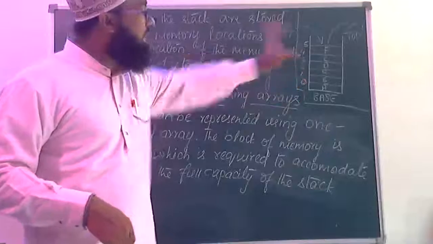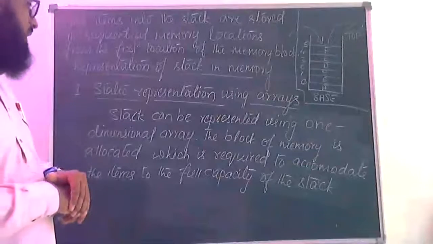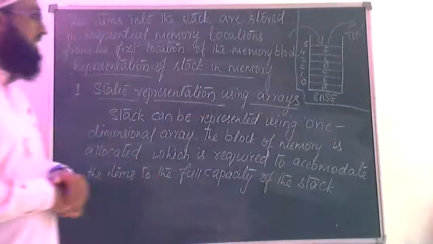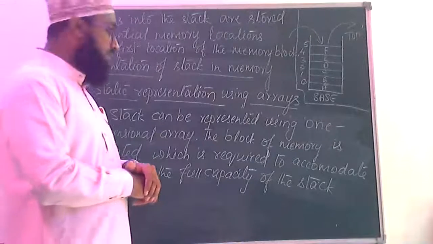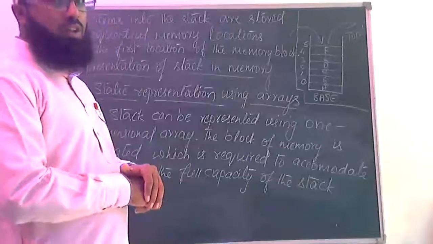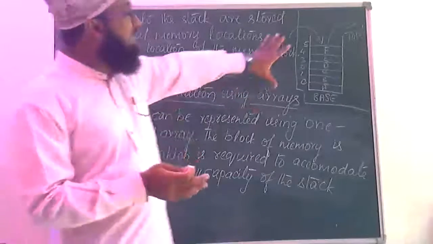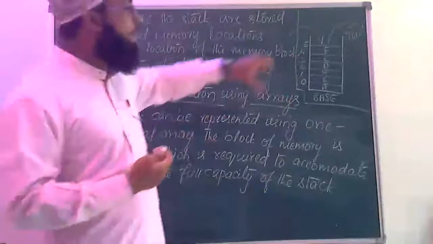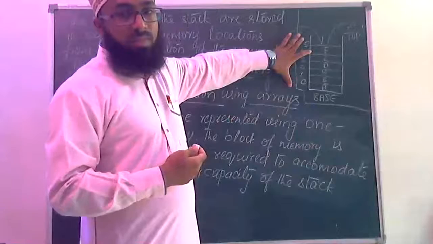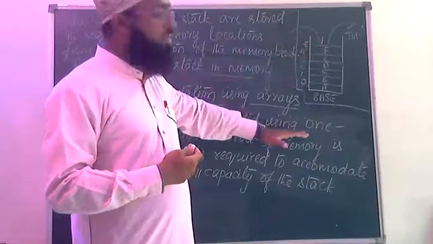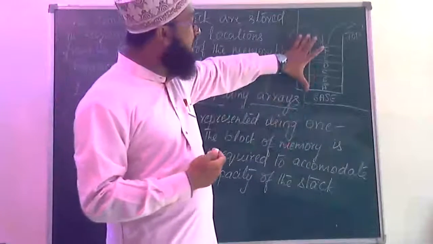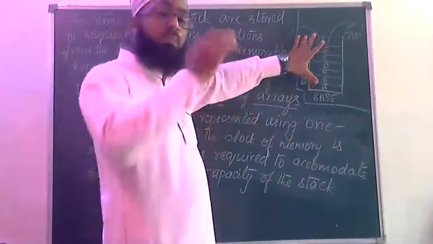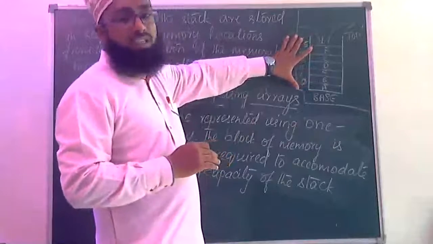This is a stack. Think it is in a one-dimensional array. A block of memory is allocated, which is required to accommodate the items up to the full capacity of the stack. Before creating a stack, we need to allocate the required memory space, the same as in a one-dimensional array. We have to create the required memory space to fill that stack completely with items.